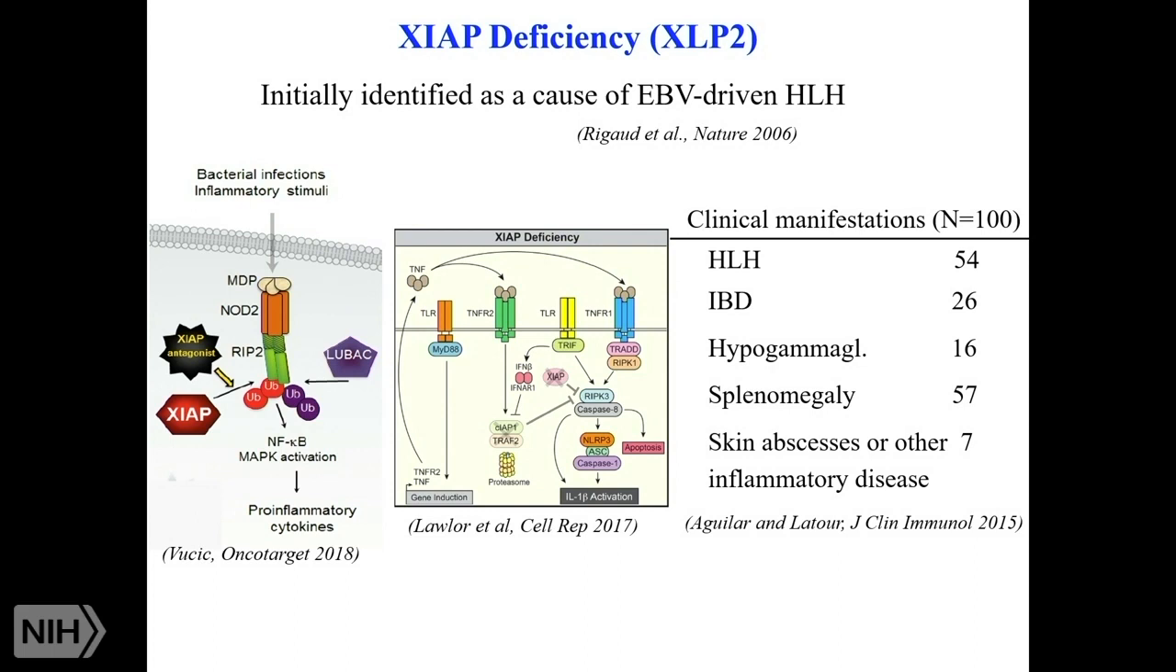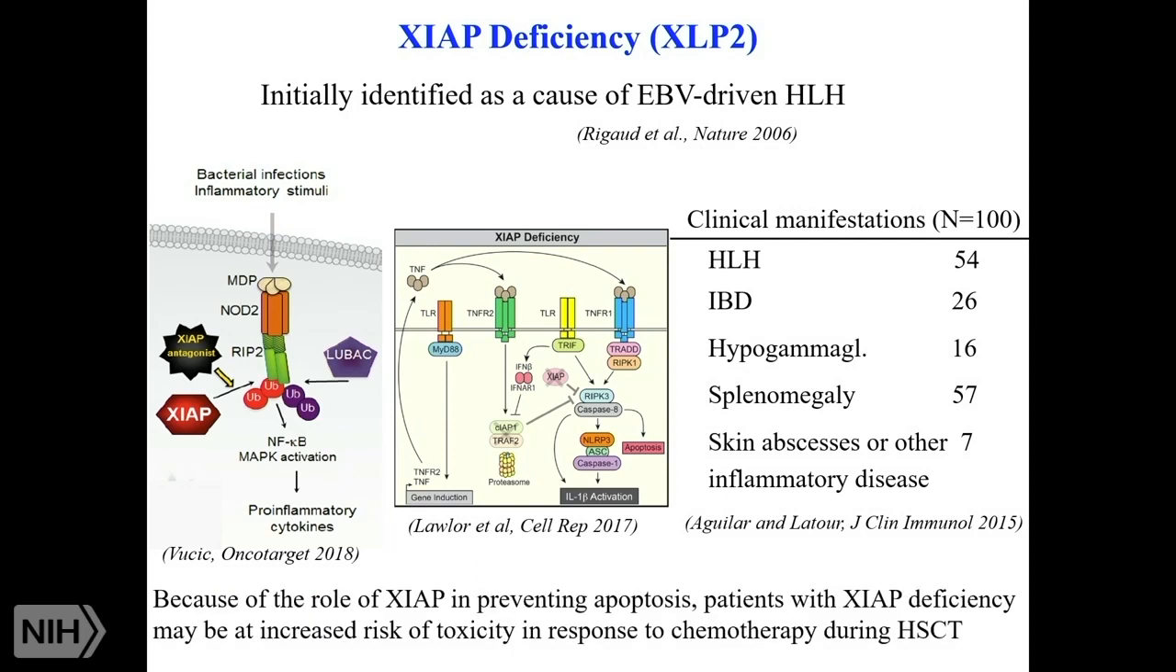In fact, the phenotype of XIAP deficiency has now become much broader than originally thought. Again, it was identified as a reason for HLH, but as you can see in this slide, it comes from a large number of patients that have been analyzed, 100 of them. 54 presented with HLH, but IBD was present in 26, hypogammaglobulinemia in 16, splenomegaly in 57, and skin abscesses or other inflammatory diseases in 7. So especially inflammatory GI tract involvement is very common in XIAP deficiency.